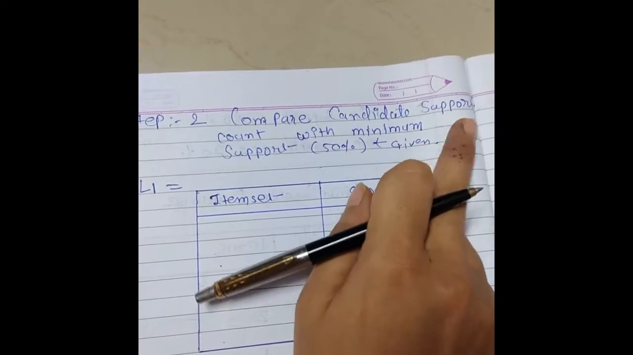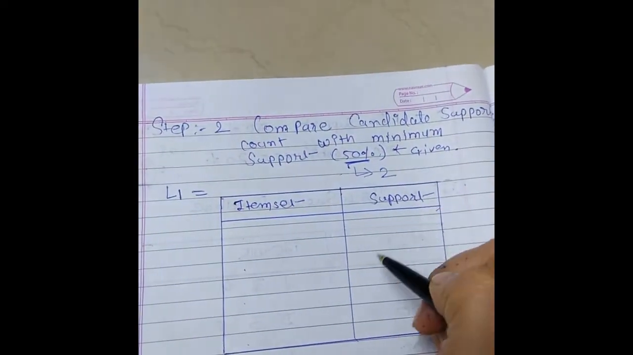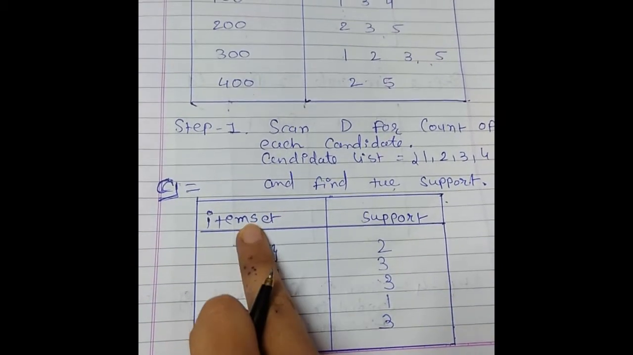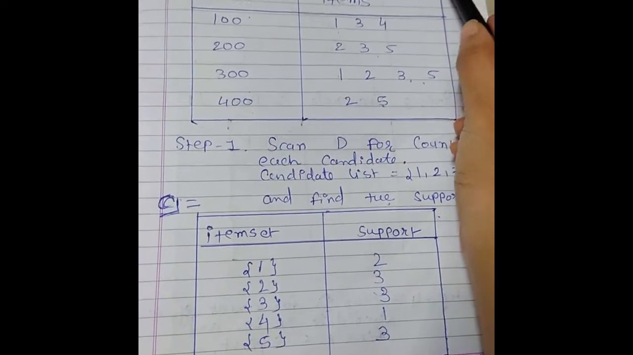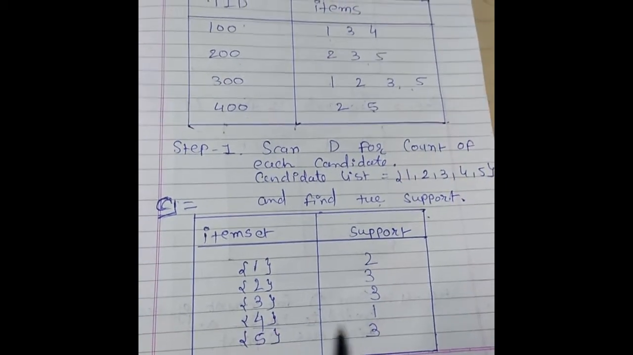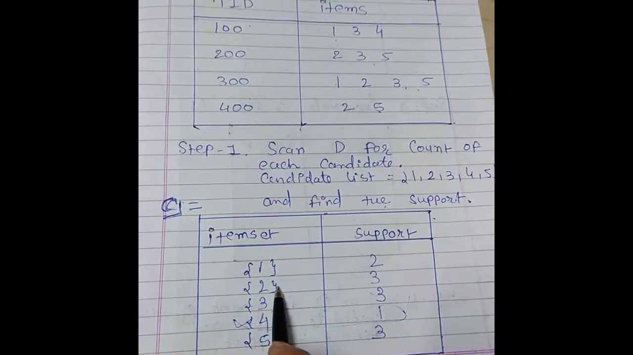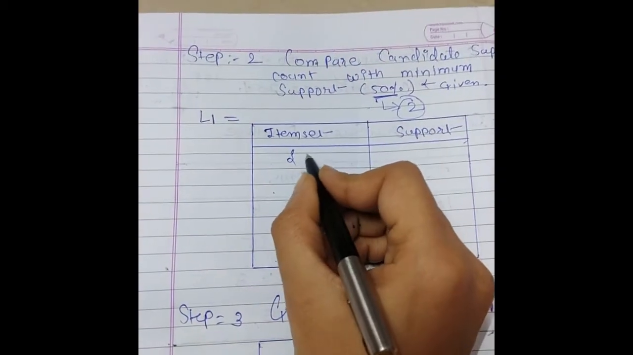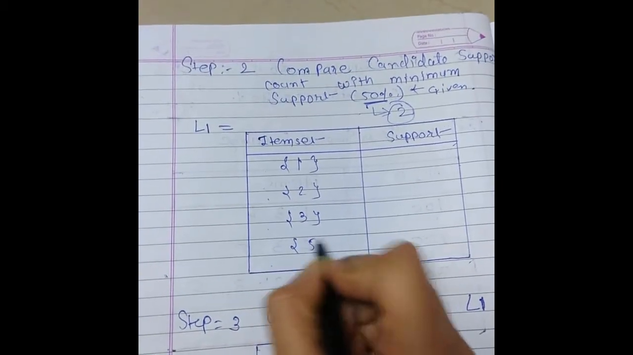Now compare the candidate support count with the minimum support. We know that the minimum support is 50% and the minimum support count is 2. So we'll take each item here, and we'll only consider those items whose support count is at least 2. We cannot take any value whose support is less than 2. Here the only item whose support is less than 2 is 4. So we'll discard that item from this table and consider only 1, 2, 3 and 5 in the further calculation.